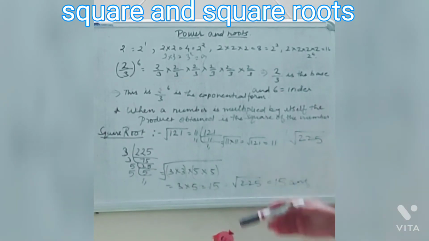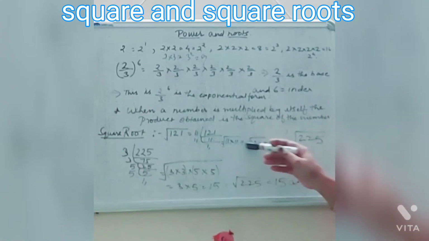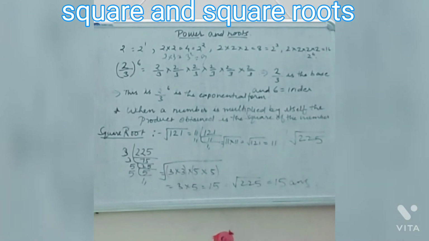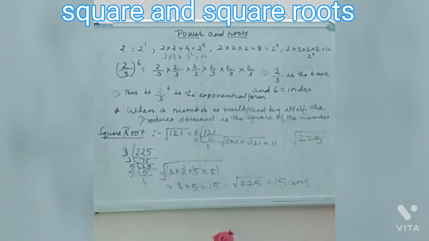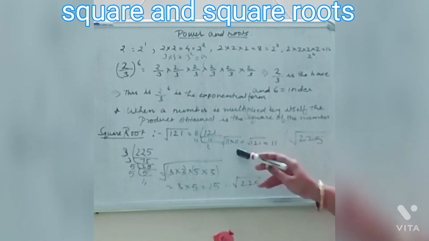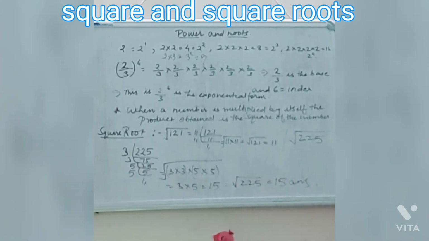So when we find square root, we make half the number of times it is getting multiplied. Generally, when it is twice or 4 times, we make it half. That is called square root. So here 11 into 11 is 121. For square root, we'll take only one 11. And the answer is 11.